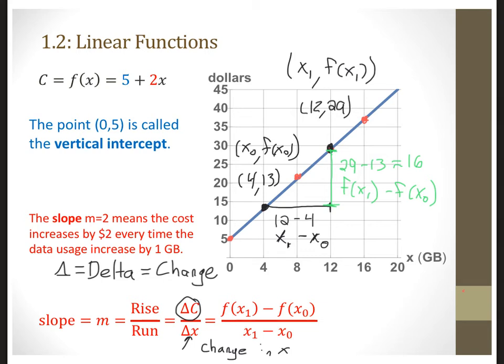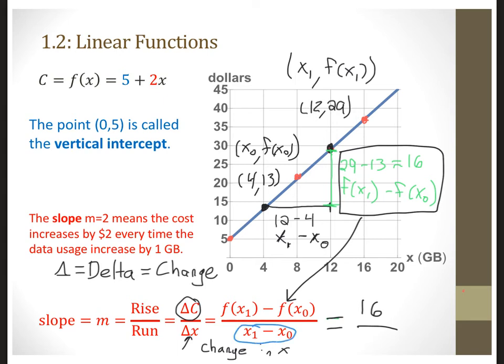And so to finish this calculation up using the formula down here at the bottom, what we've got is, if I take my f of x1 minus f of x0, that was all of this quantity over here, and that was a total increase in cost of $16. And then I can calculate the run by looking at x1 minus x0, which in this case is 12 minus 4, which gives us the 8.